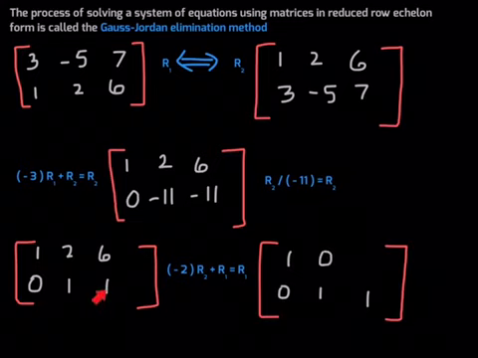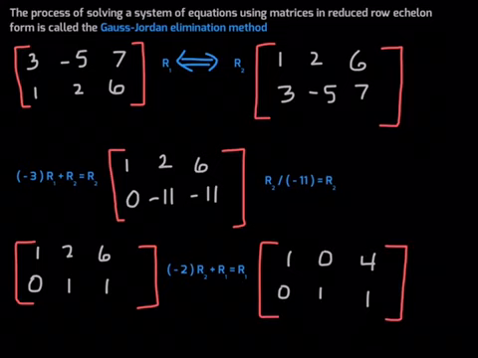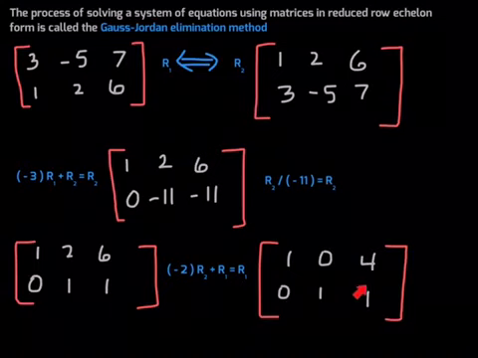1 times negative 2 is negative 2, and negative 2 plus 6 is 4. So we did it. This is reduced row echelon form. You got 1s along the main diagonal and 0 above and beneath your leading ones, and this is your solution.